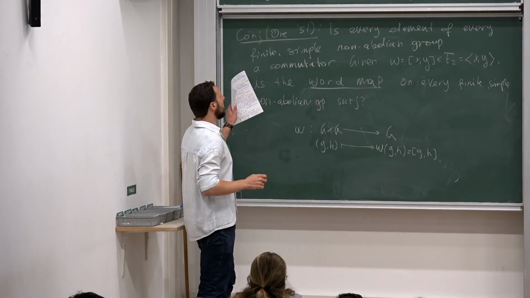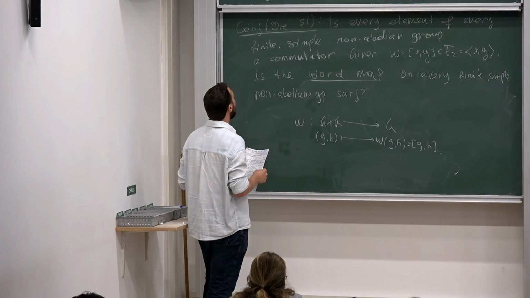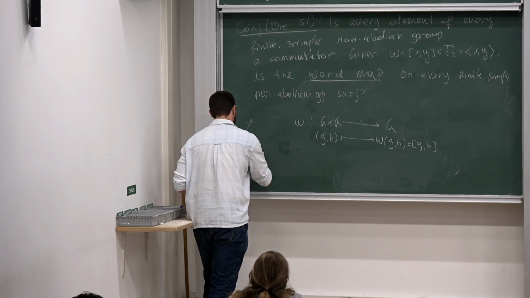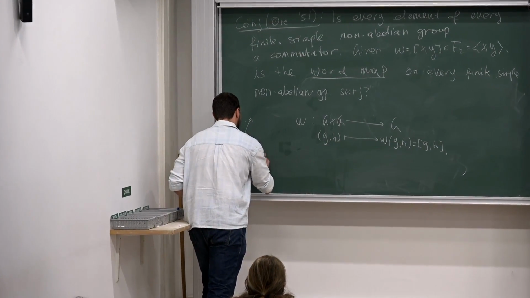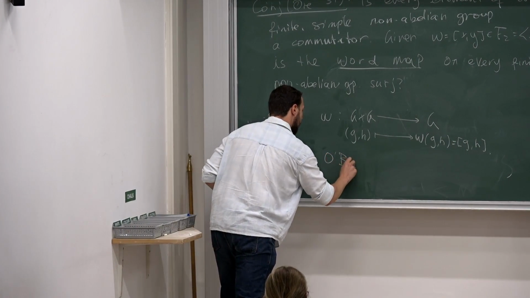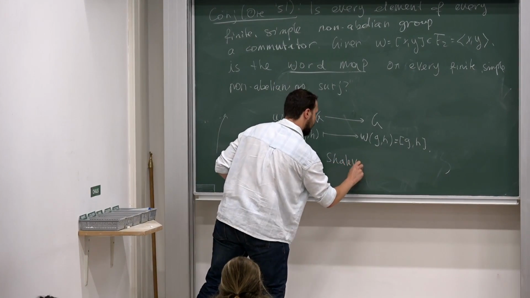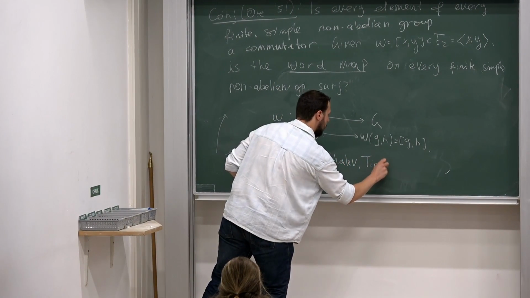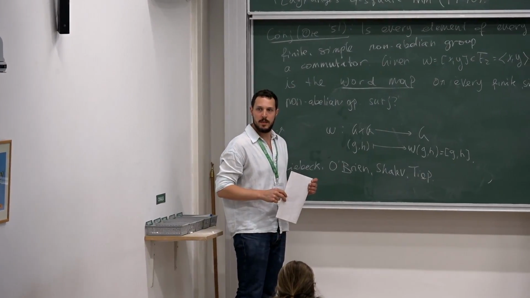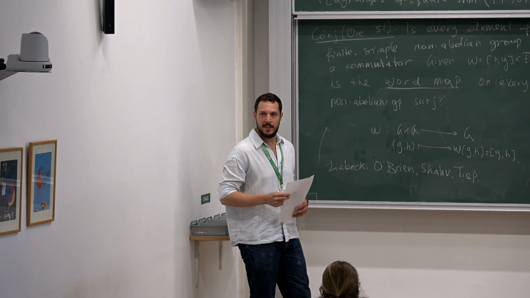And just like Diophantus's problem, this has also been solved since. This time it didn't take 1700 years. This is now a theorem of Liebeck, O'Brien, Shalev, and Tiep. But it also uses the classification of finite simple groups, of course, which wasn't available when the question was asked. Yes.